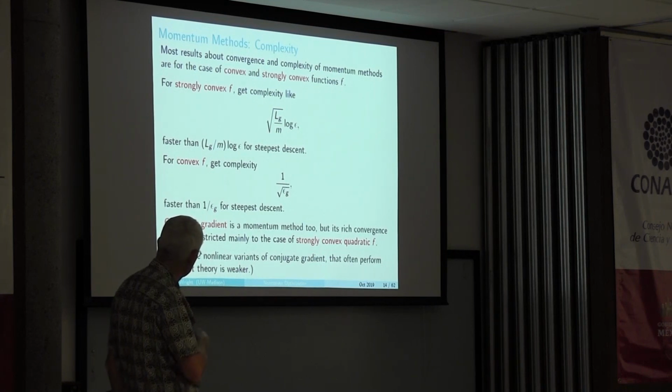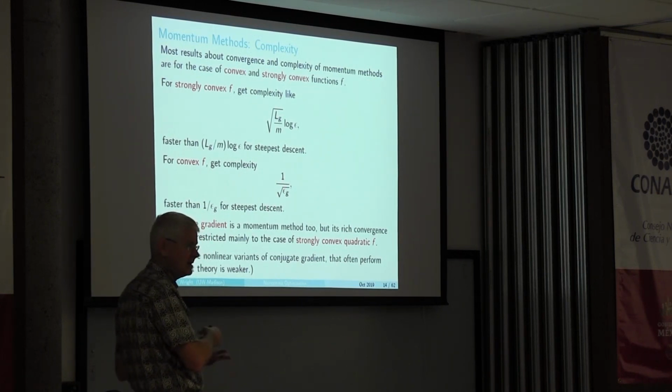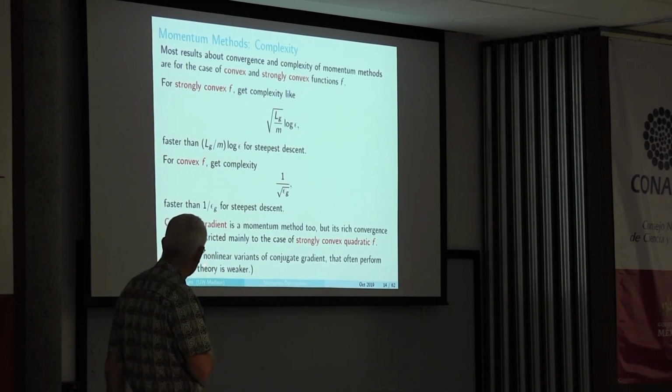For steepest descent, you get 1 over epsilon. For accelerated gradient, you get 1 over square root of epsilon. So again, if epsilon is like 10 cubed, this is 1,000, and this is about 300. This would be 1,000, and this would be about 30. So much less.